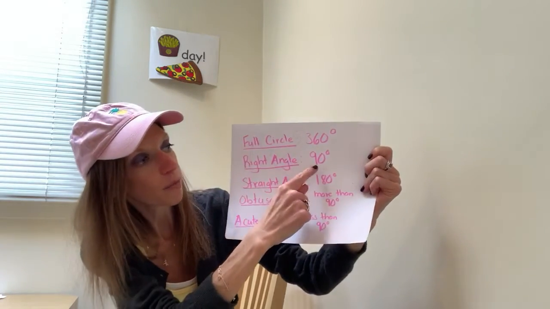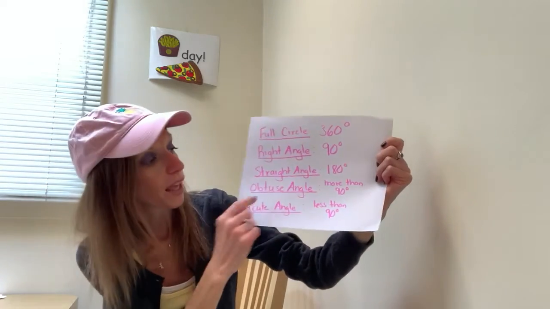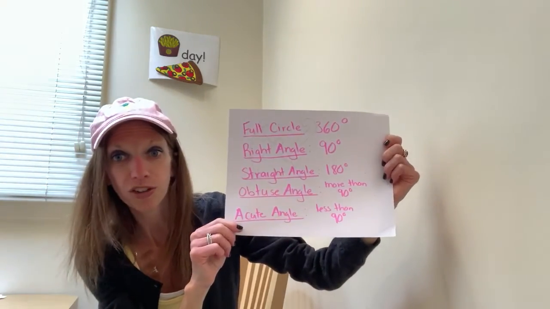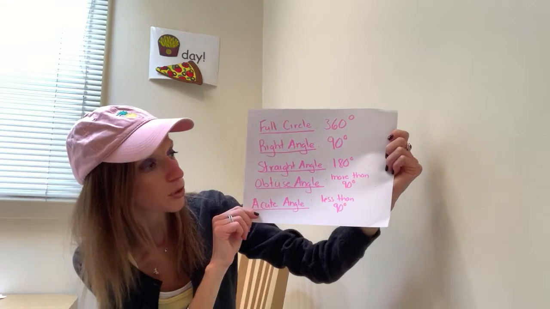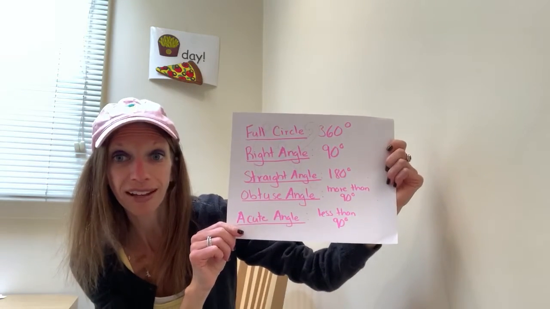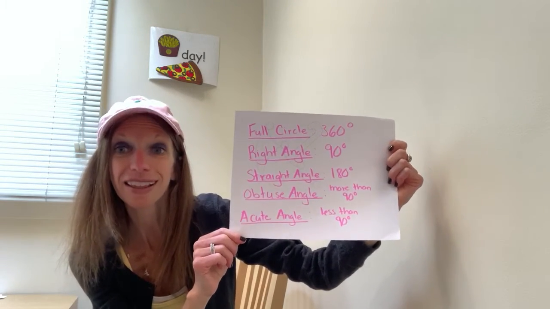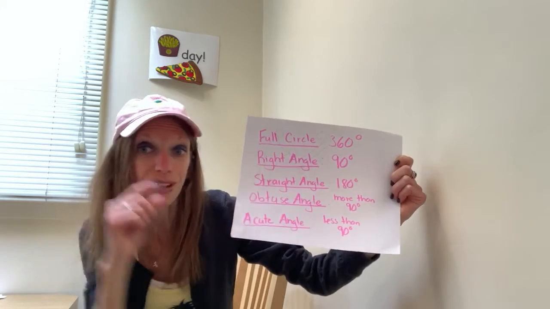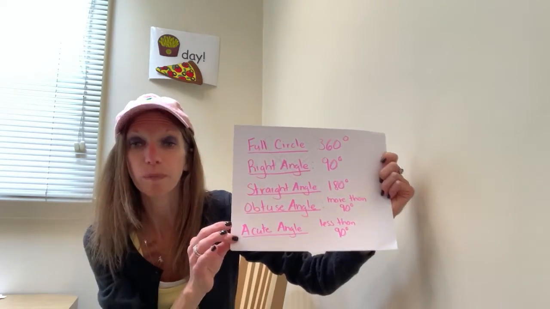Then a right angle measures 90 degrees. A straight angle measures 180 degrees. An obtuse angle is more than 90 degrees, and an acute angle is less than 90 degrees. Remember, acute is little, so it's going to be the smallest one. Now, I know this is a little confusing, but like I said, we're continuing on Monday.